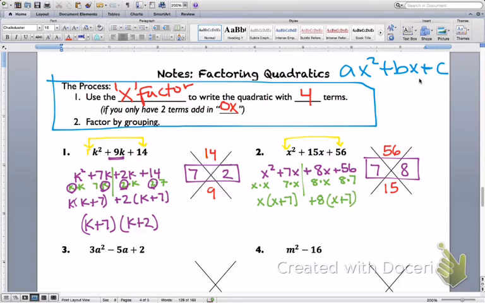So x plus 7 is my binomial, and again, the binomials match. That's my GCF for the last factoring, and I'm left with x plus 8. Final answer, and I'm done. Let's go ahead and move on to the next problem.